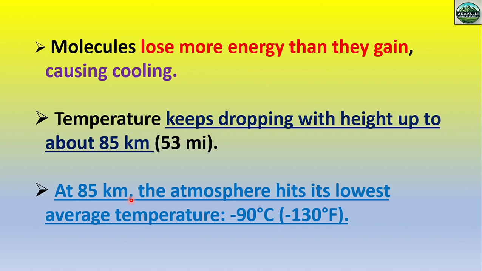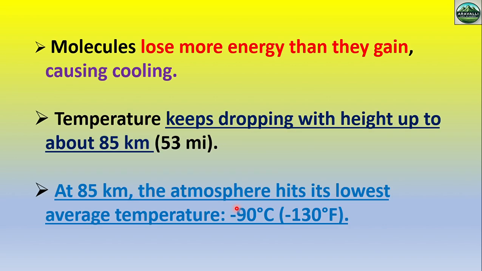At 85 kilometers, the atmosphere hits its lowest average temperature, minus 90 degrees centigrade. Remember this point. The examiner may directly ask at which height or in which layer the lowest temperature is achieved. So in the mesosphere, at 85 kilometers, the temperature is minus 90 degrees. This is the lowest possible temperature of the Earth's atmosphere. So this is all about the mesosphere and stratosphere from my side.